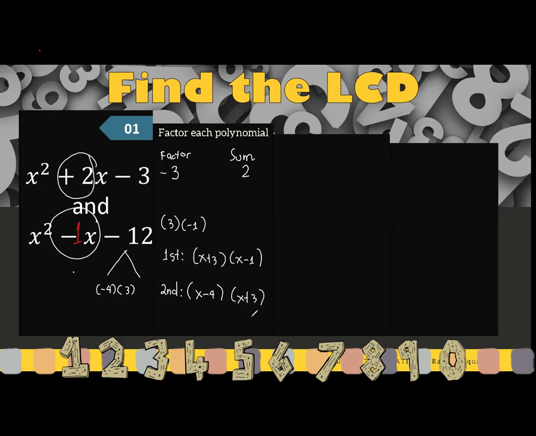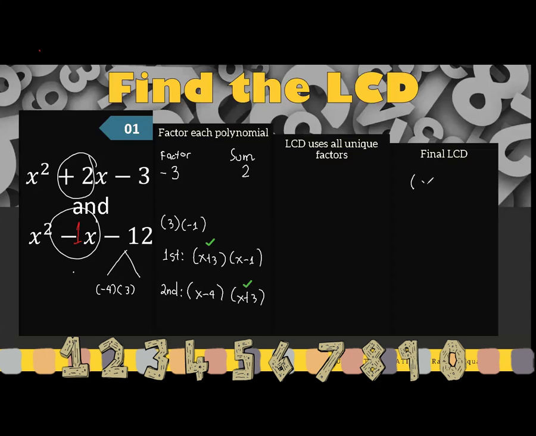Notice, we only use x plus 3 once in our LCD. This is because it only appears as a factor once in either polynomial. So the only time we need to repeat a factor or use an exponent on a factor is if there are exponents when one of the polynomials is factored. In this case, we can find the final LCD.